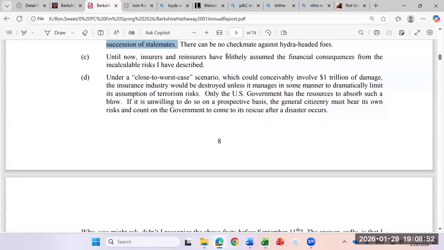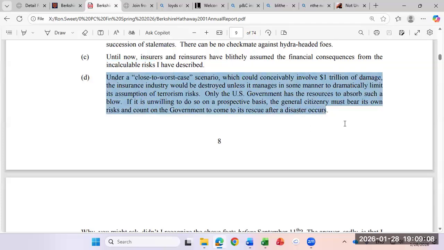There's "blithely." What does blithely mean? Y'all remember? Indifferent, right? Until now, insurers and reinsurers blithely assume the financial consequences from incalculable risk. Incalculable, that's that very, very first standard. Make sure you can calculate the risk. And then he essentially says there is a scenario that wipes out the entire industry. Only the US government can possibly handle that. So I'm not sure I completely agree with this.